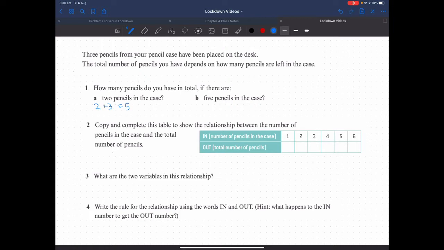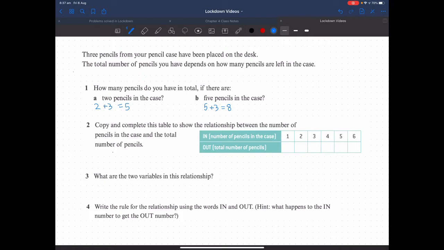The second part says to us that we have the 3 pencils on the desk, but this time we have 5 pencils in the pencil case. So we have the 5 pencils in the pencil case plus the 3 on the desk. That gives us a total of 8 pencils.